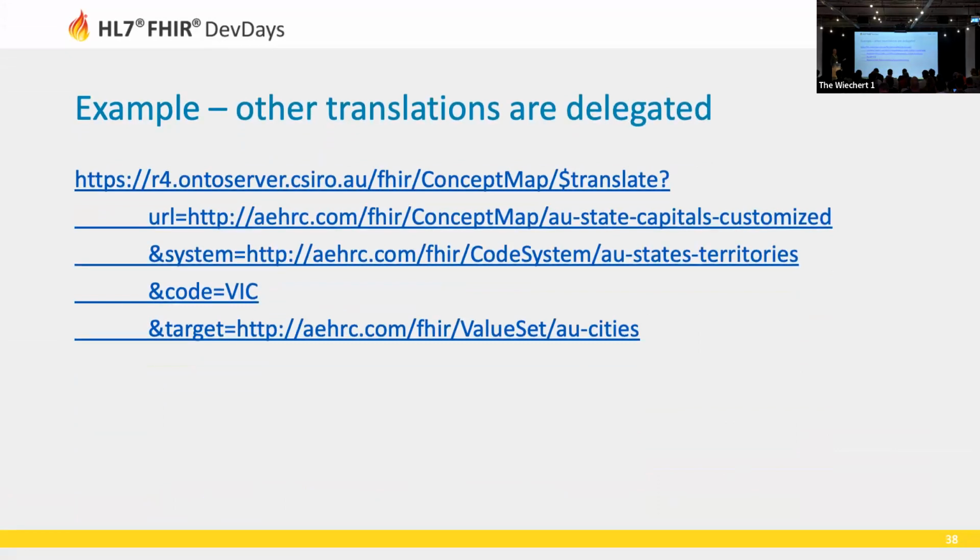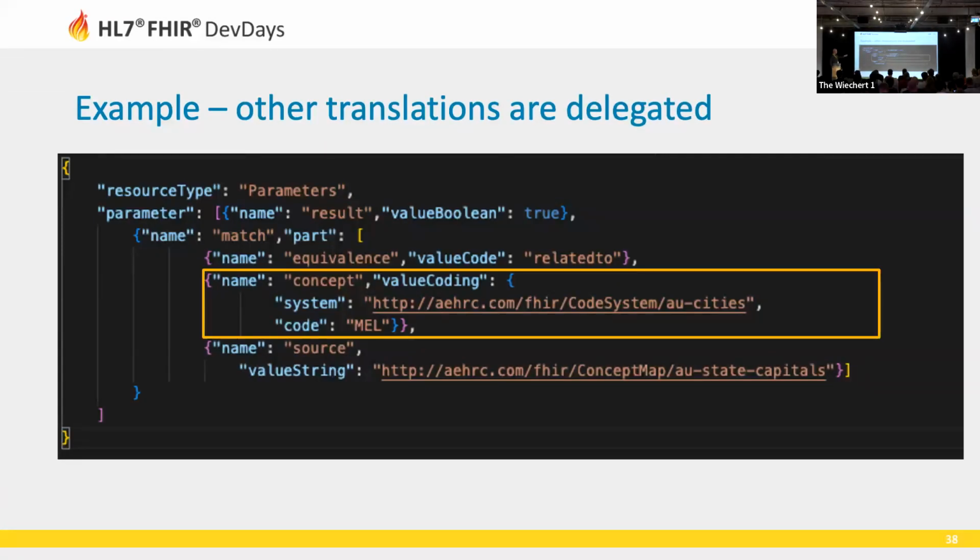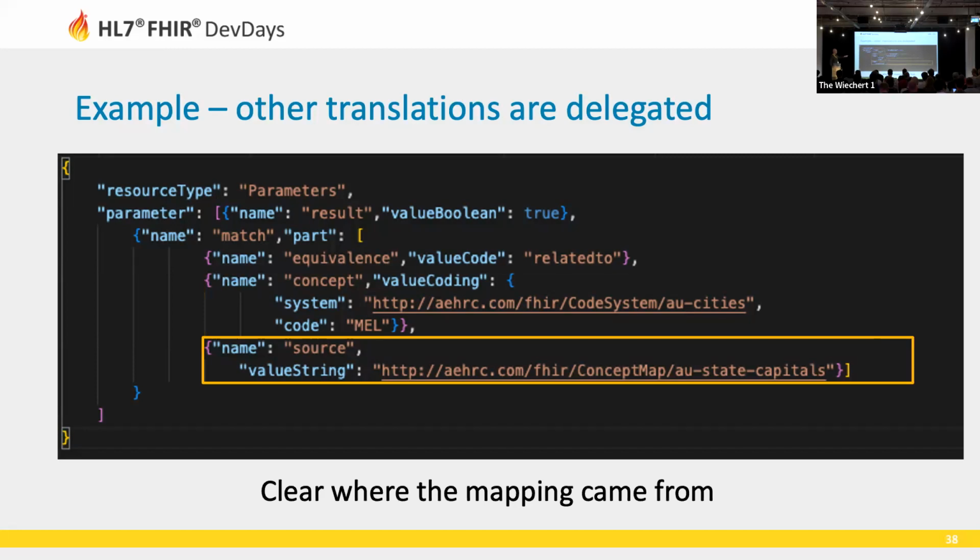But if we do the same thing for asking what Victoria is, and we're asking that of the AU State Capitals customized, so we're asking the customized map, what's the capital of Victoria? It's going to respond still with Melbourne. And when it tells us that, it's going to say that's come from the base map. So you still know where your matches are coming from.